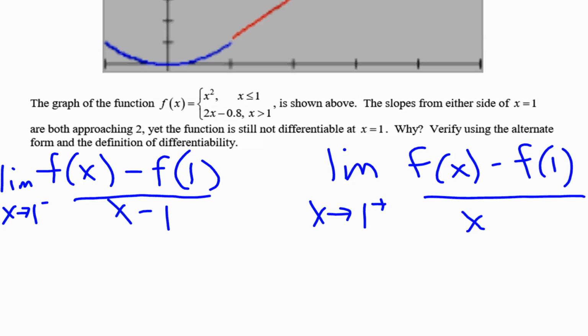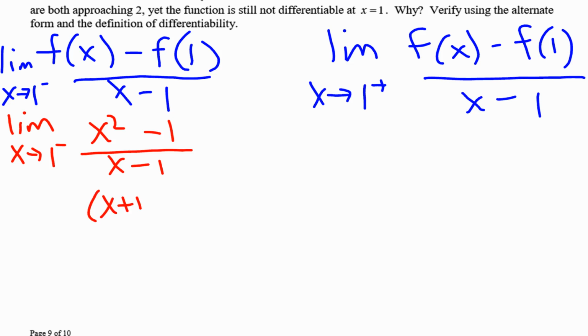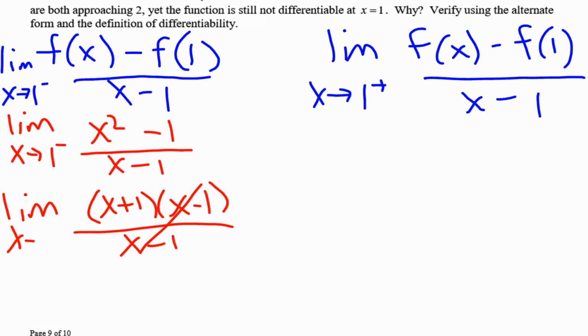Now keep in mind, a big mistake that people make: f of 1 is only plugged into this function. f of 1 is 1. Be sure to use that value. So we have the limit as x approaches 1 from the left side would be x squared minus 1 over x minus 1. If we factor, we see that the limit as x approaches 1 from the left is 2.